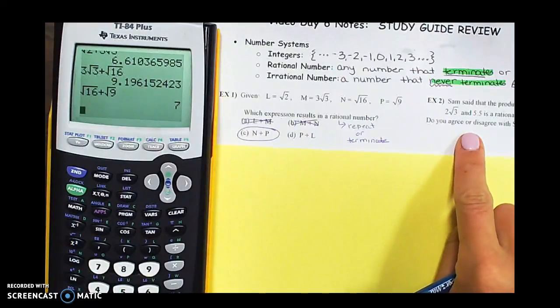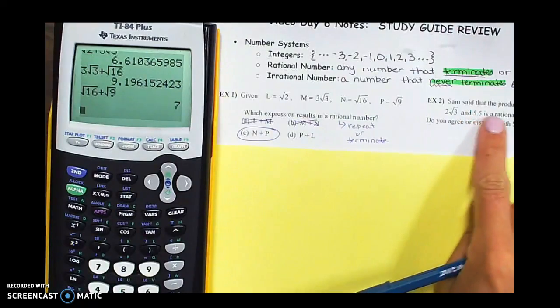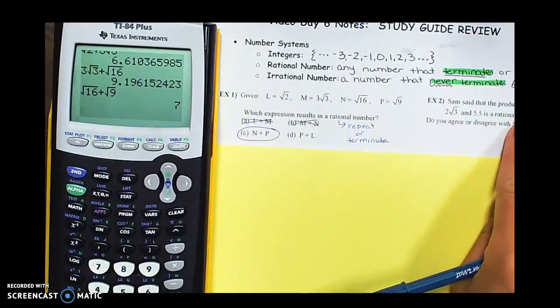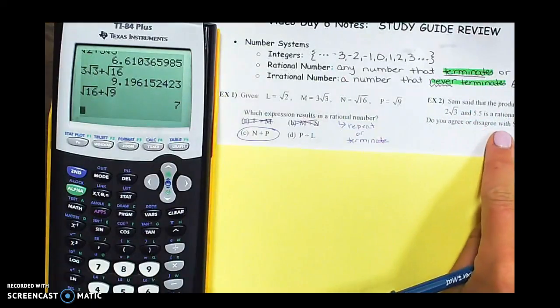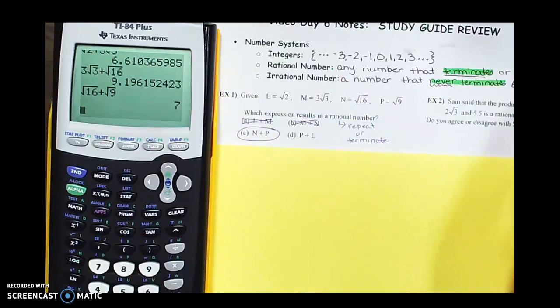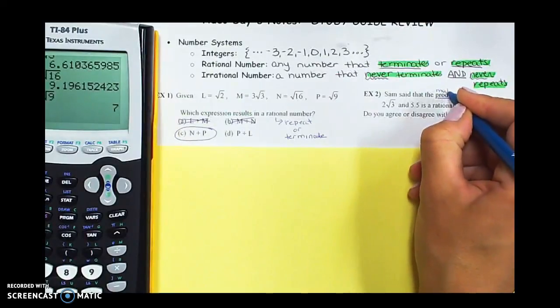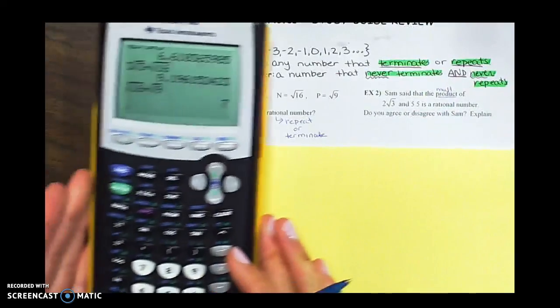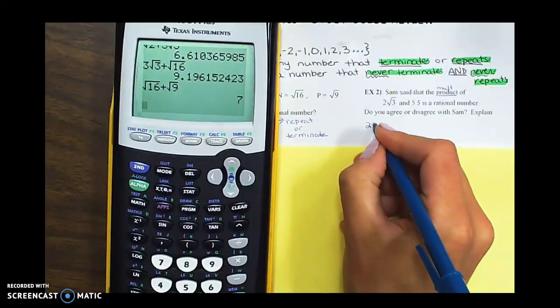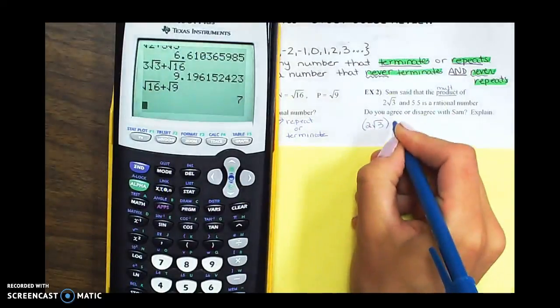All right, so let's take a look then at example number 2. Sam said that the product of these 2 numbers is a rational number. Do you agree or disagree with Sam? Explain. Well, first we have to remember product. What operation is that? Okay, well that is multiplication. So we're going to multiply these 2 together. Let's go ahead and actually multiply them to see what we get.